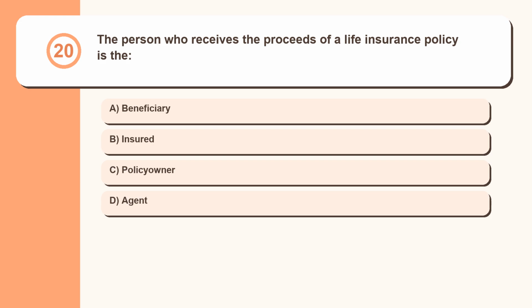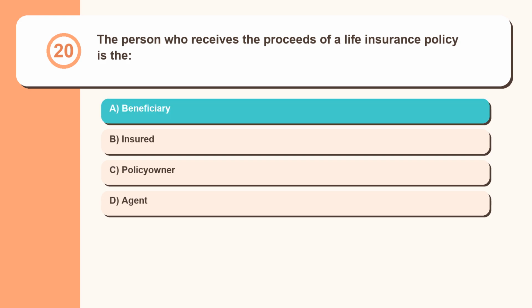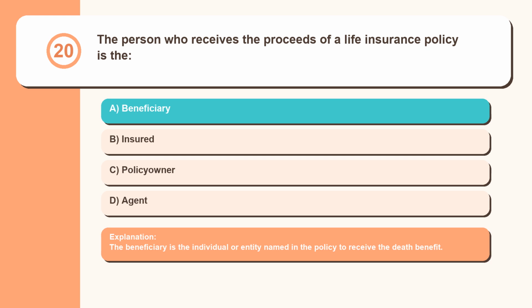Question 20. The person who receives the proceeds of a life insurance policy is the beneficiary, insured, policy owner, agent. The beneficiary is the individual or entity named in the policy to receive the death benefit.